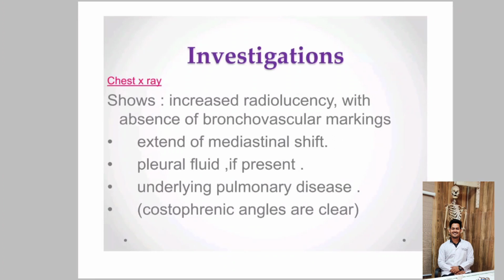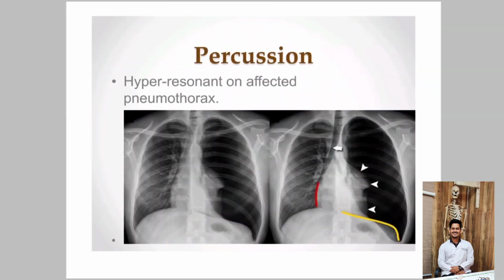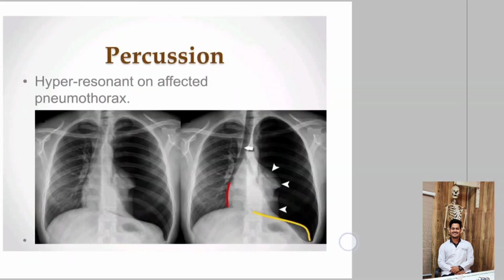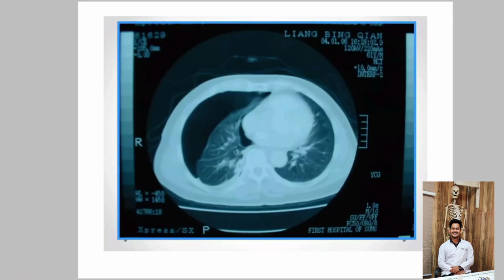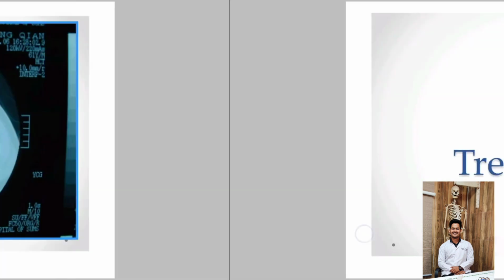Coming to investigation, we have to do a chest x-ray, which will show increased radiolucency with absence of bronchovascular markings, like we saw from the previous picture. You can see in this picture. And there will be extent of the mediastinal shift. There will be pleural fluid sometimes. In this CT scan picture as well, you can see the abnormal collection of air in the chest cavity, which is compressing the lungs, then affecting the opposite side of the lungs as well.